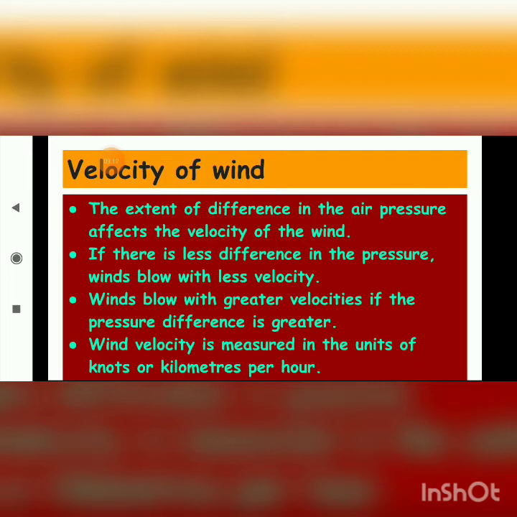Okay, students? So now what happened? If there is less difference in the pressure, winds blow with less velocity. Winds blow with greater velocities if the pressure difference is greater. Wind velocity is measured in the units of knots or kilometers per hour. Okay, students, so how is it measured? How is wind velocity measured? It is measured in the units of knots or kilometers per hour. Okay, students, so I hope this much must be at least clear with everyone.